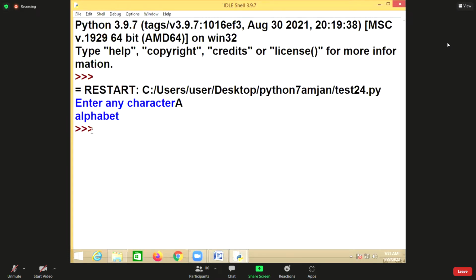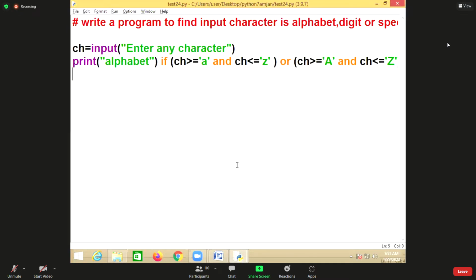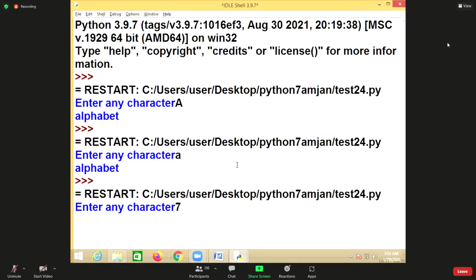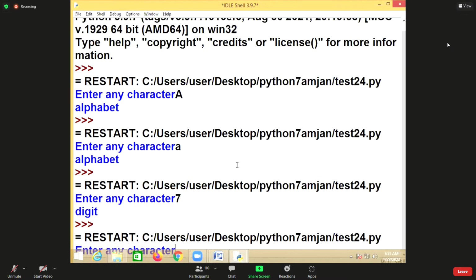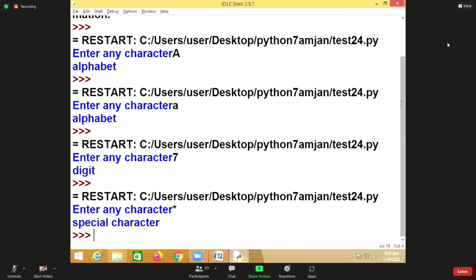So you can see A is an alphabet. Once I run this code again, enter any character, small a, it is alphabet. If I enter a digit like 7, 7 is a digit. If I enter any character like star, star is a special character. Now this is used for validations, right? Whether the input character is alphabet or digit or special character.